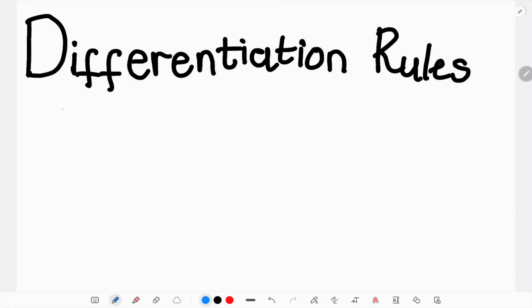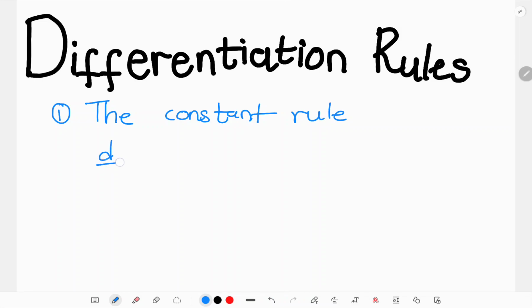So the first rule of differentiation that we come across is called the constant rule. The constant rule says that when we're required to find the derivative of a constant, let's call it c, the derivative of a constant is always 0. So whenever you're given any equation that's a constant, just know that the derivative of that constant is 0.